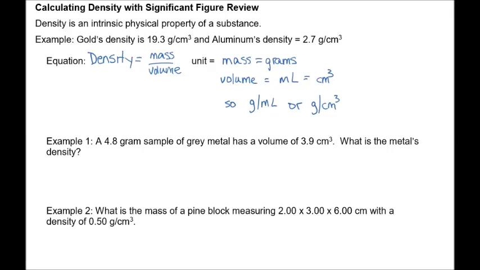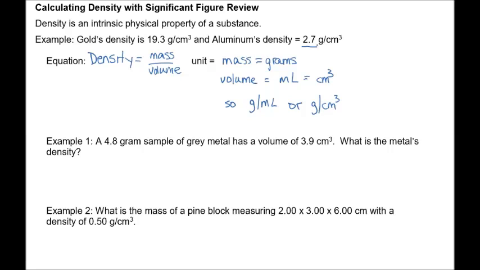We're going to look at calculating density and put it together with a little bit of significant figure review. Density is an intrinsic physical property of a substance. So, for example, gold's density is 19.3 grams per centimeter cubed, whereas aluminum's density is 2.7 grams per centimeter cubed.